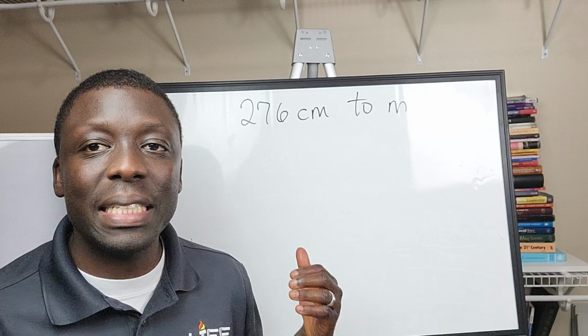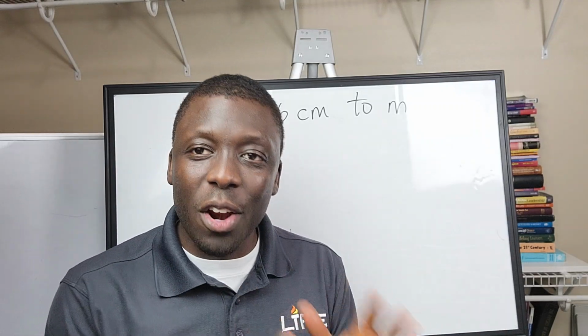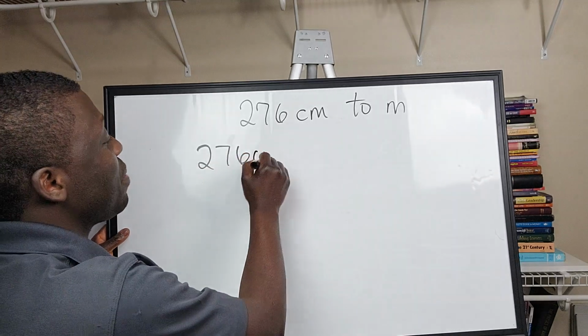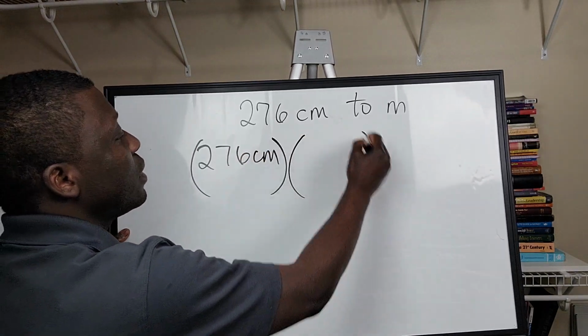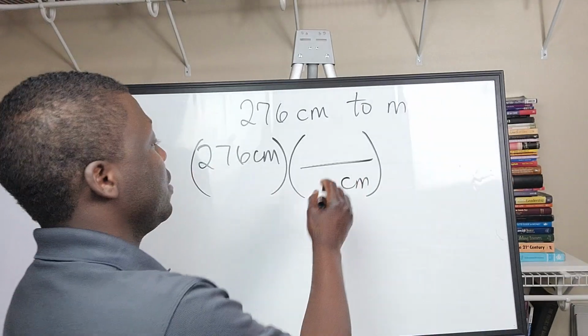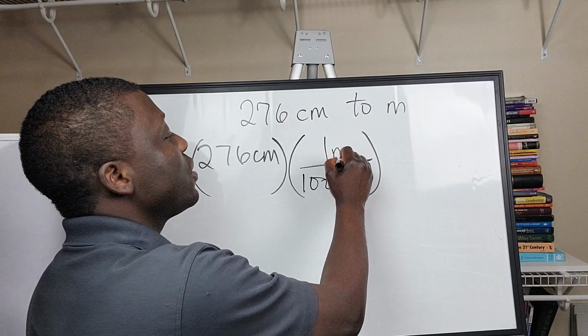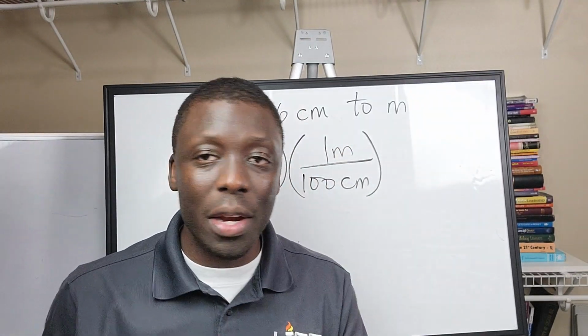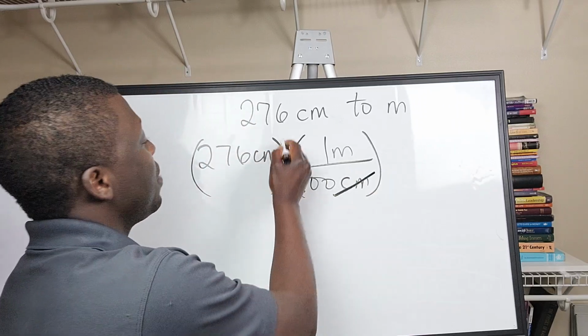So we have 276 centimeters to meters. We start off with that which was given, 276 centimeters. And then we write the relationship that will get rid of the centimeters: 100 centimeters to 1 meter, right? 100 centimeters to 1 meter. The centimeters will cancel.